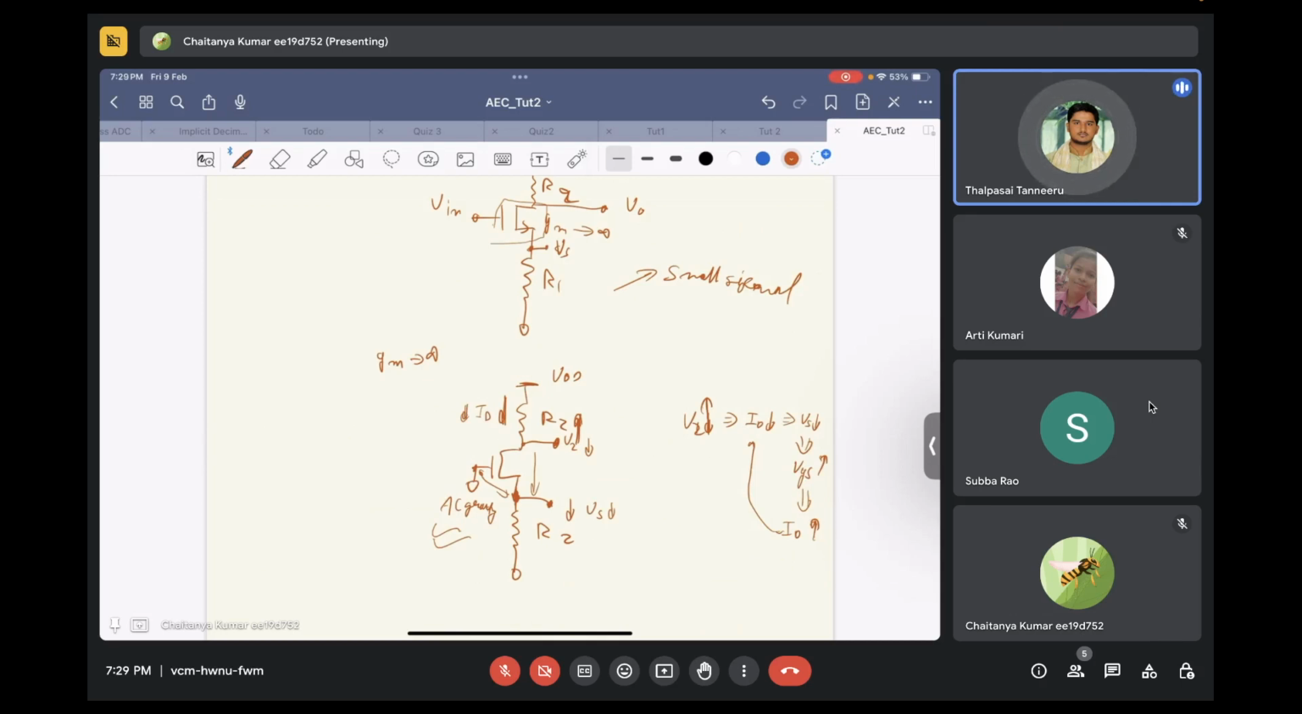Sir, GM is equal to mu Cox W by L (VGS minus VT). No. Just repeat what I have told till now. If the circuit is in negative feedback and the control source gain becomes infinity, what happens to the input? Input goes to zero. Forget about the input of the circuit, which is Vin. I am talking about what will happen to the input of the voltage controlled current source that is placed in the circuit.